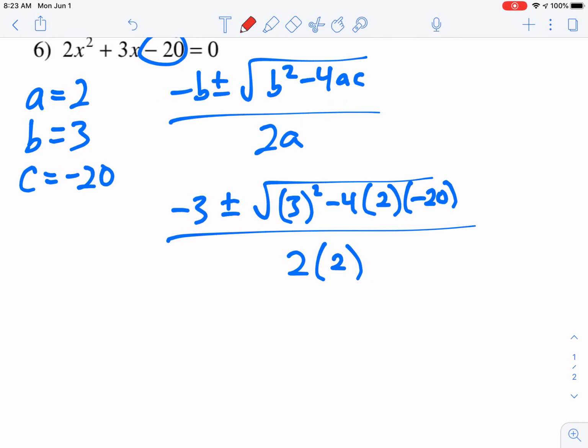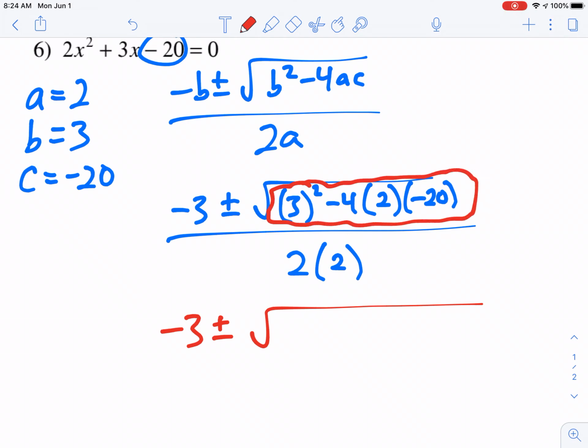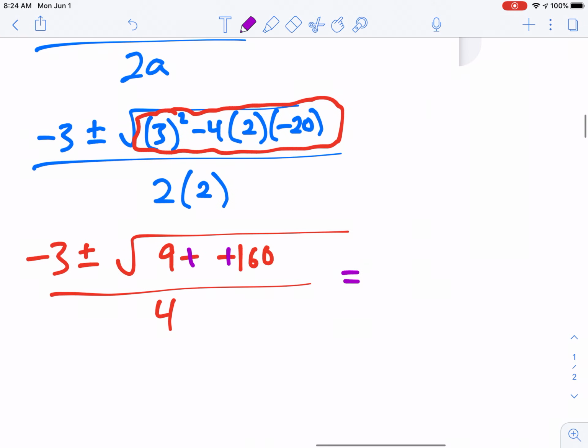Now you actually have to simplify stuff. Use a calculator. You could type this entire thing right here straight into your calculator, and it'll do it for you. Don't type the square root in, but just type the numbers under the square root. The calculator will do it for you. 3 squared is 9, minus 4 times 2 is 8, times -20 is going to be -160 over 4. So you have a minus negative there, which becomes plus. So it's going to be -3 plus or minus the square root of 169 over 4.